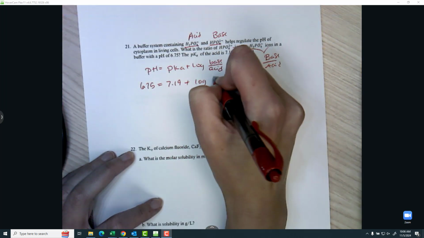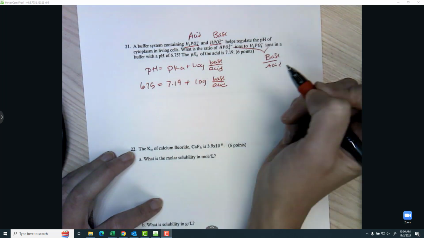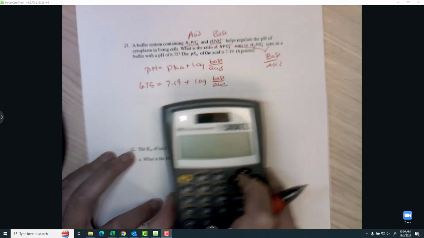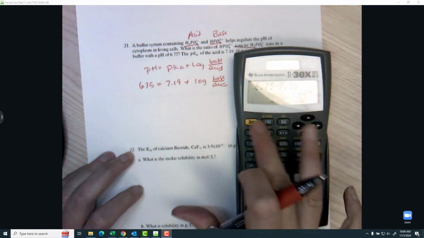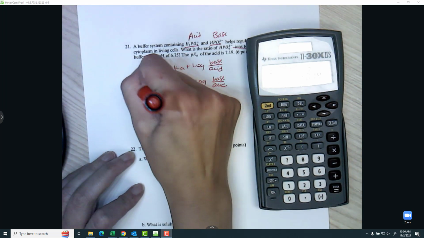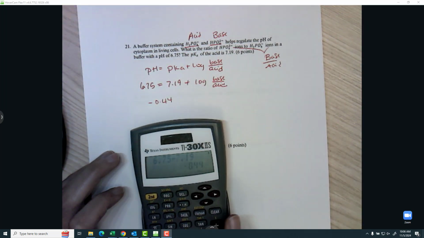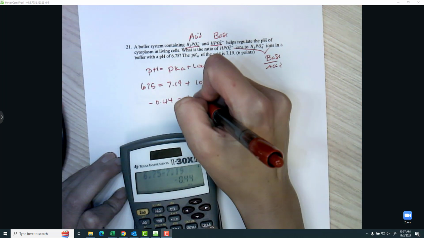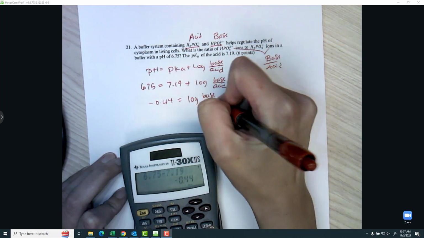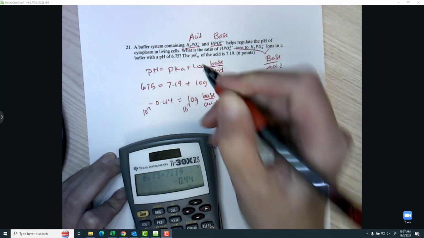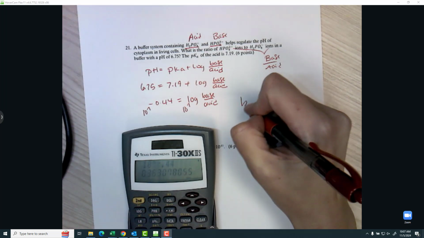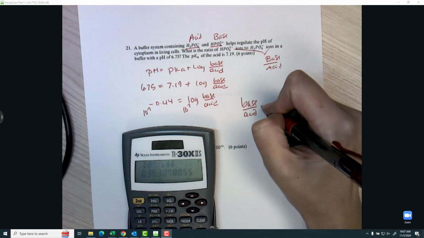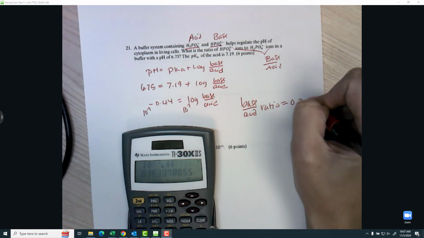Sorry about the focusing. I'll fix it in a second here, hopefully. All right, so now I'm just solving. So I get negative 0.44 when I subtracted the 7.19 to the other side, equals log of base over acid. And then I'll do 10 to the, to cancel out the log. There we go. Hopefully that'll stop the focus issue. So the base over acid ratio is 10 to the negative 0.44, which is 0.36.